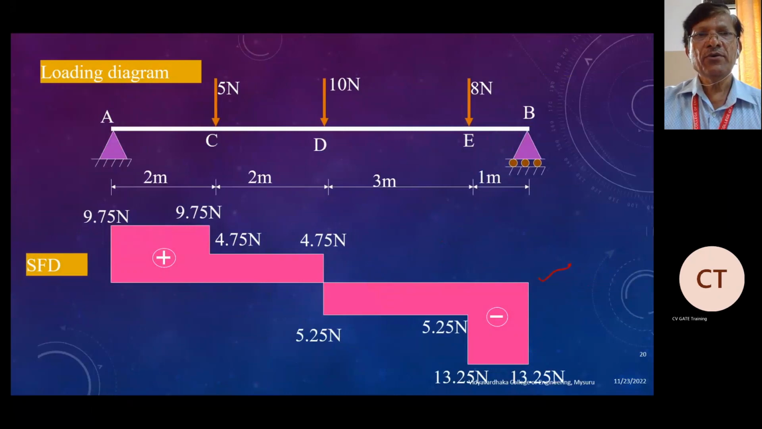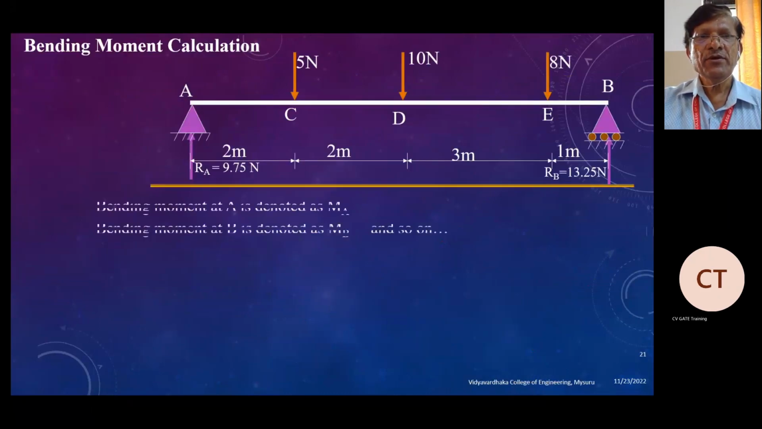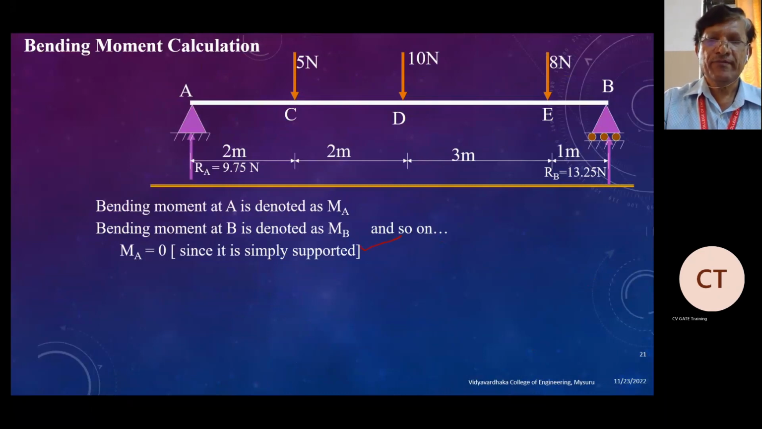Now let us see how to calculate the bending moment. The bending moment at the simply supported roller end will usually be 0. So you have to calculate MA equal to 0 since it is simply supported. That is okay. Then you need to calculate MC.